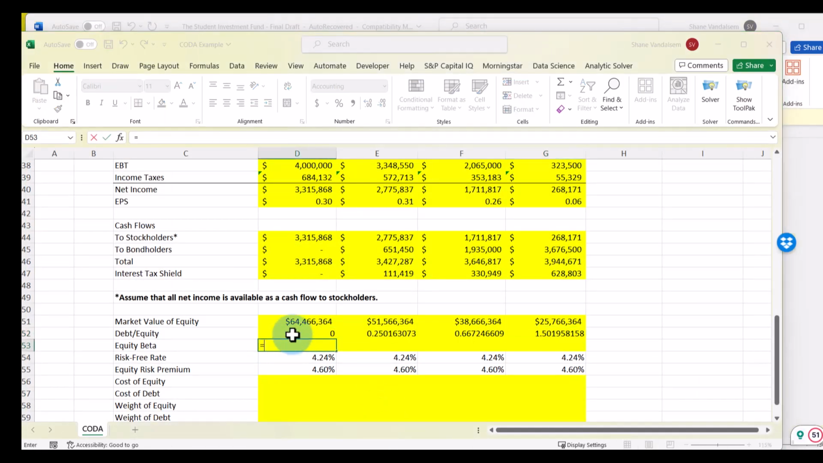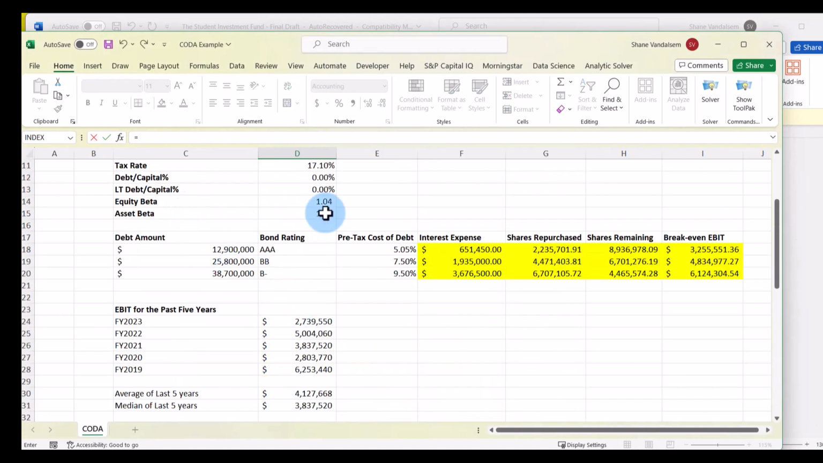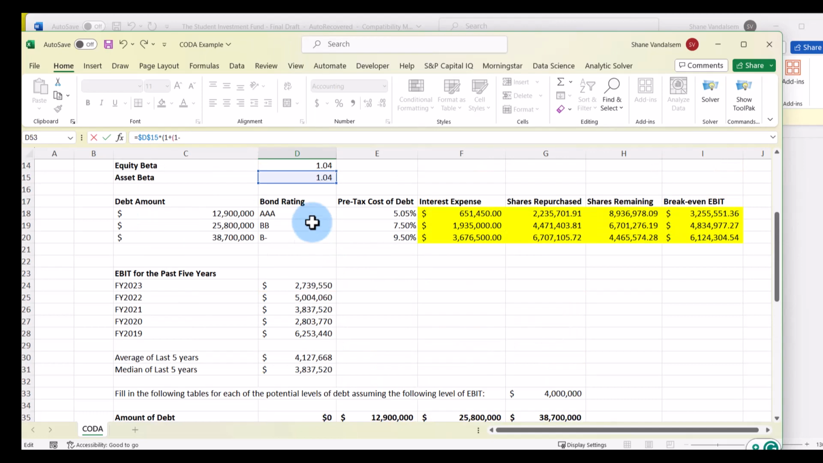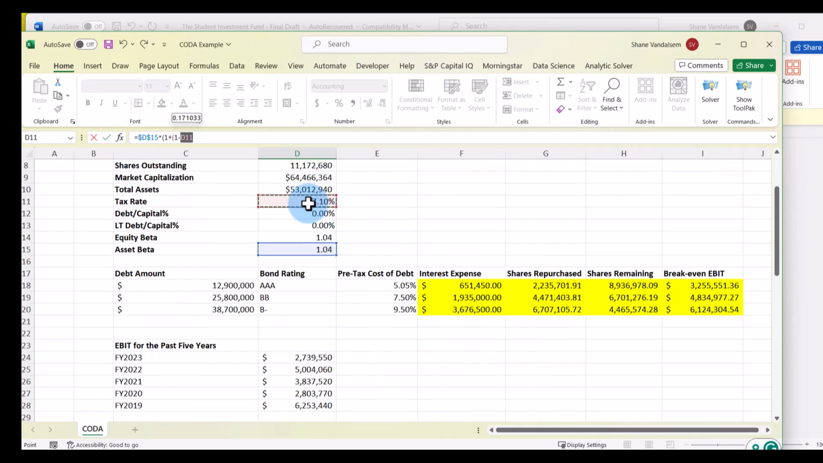So I'm going to take the asset beta up here in cell D15, and I'll lock that in place. I'm going to multiply that by, and then open parentheses, 1 plus, and then open parentheses again, 1 minus the tax rate. And the tax rate is in cell D11. We'll lock that one in place.